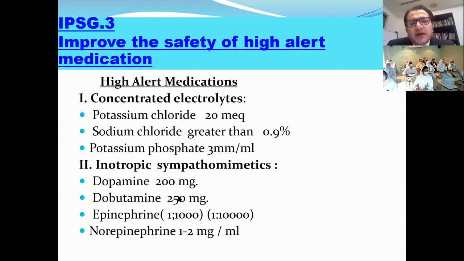Concentrated electrolytes, definitely: if you give any of those drugs, potassium chloride, sodium chloride, by IV push instead of by infusion, you are directly causing bradycardia, and it could lead to cardiac arrest. Anything like inotropes, where you downgrade or upgrade the dose, can lead to major harm or death. Whatever can cause major harm and death by a mistake in the dose or the route of the medication, I would say it is a high alert medication.